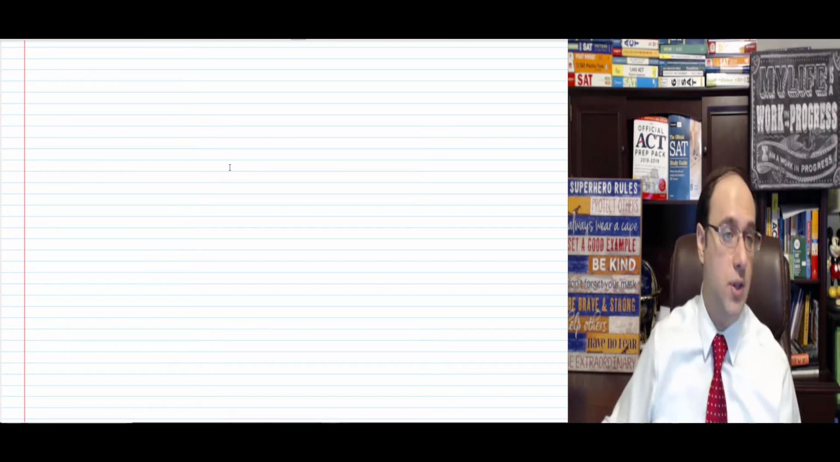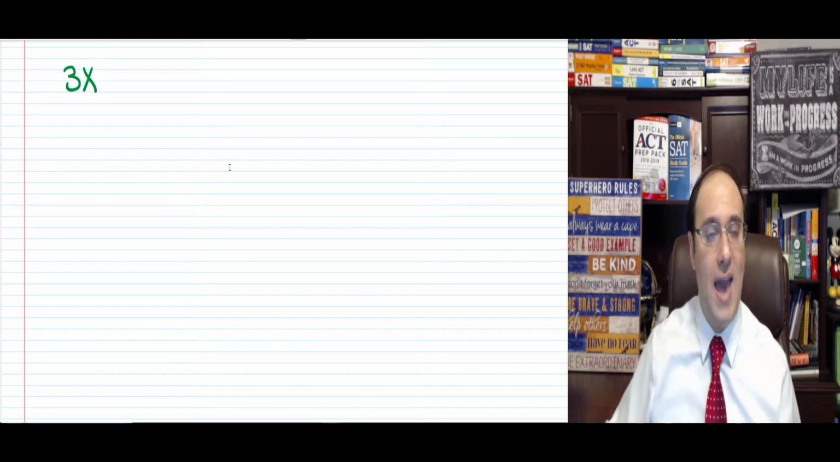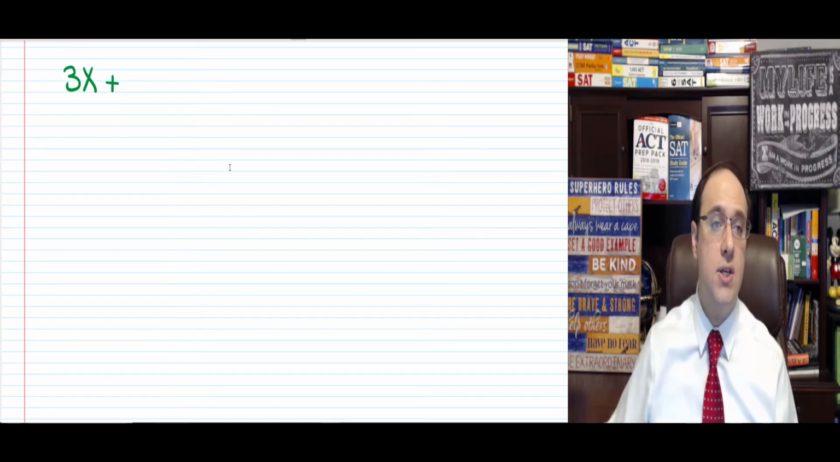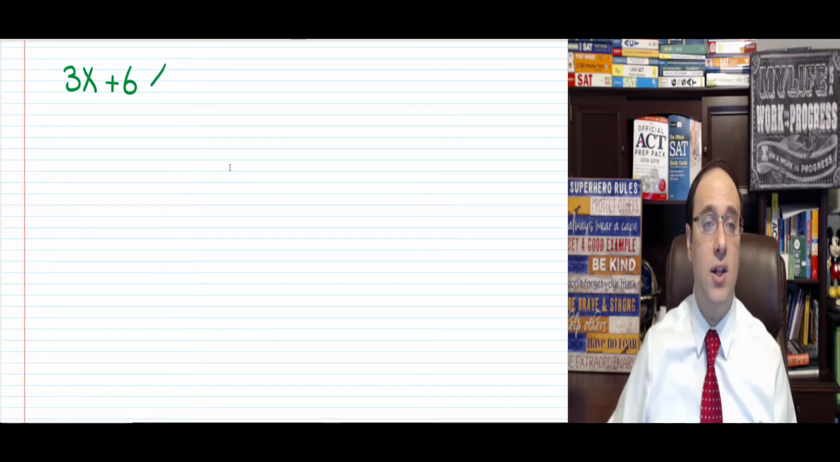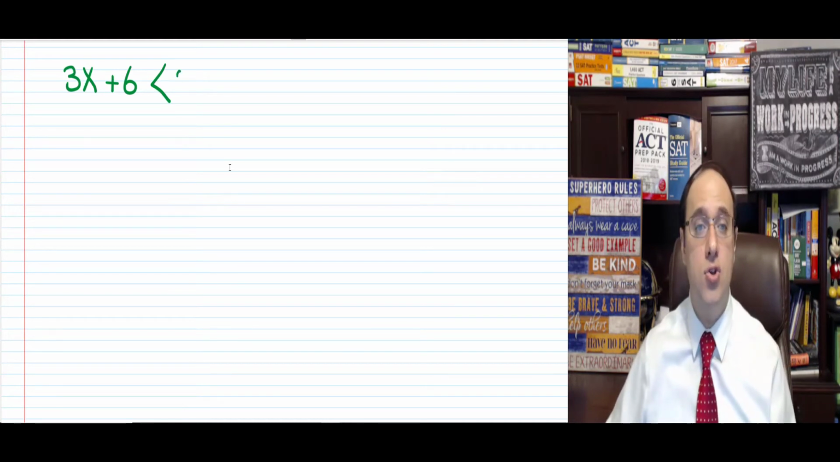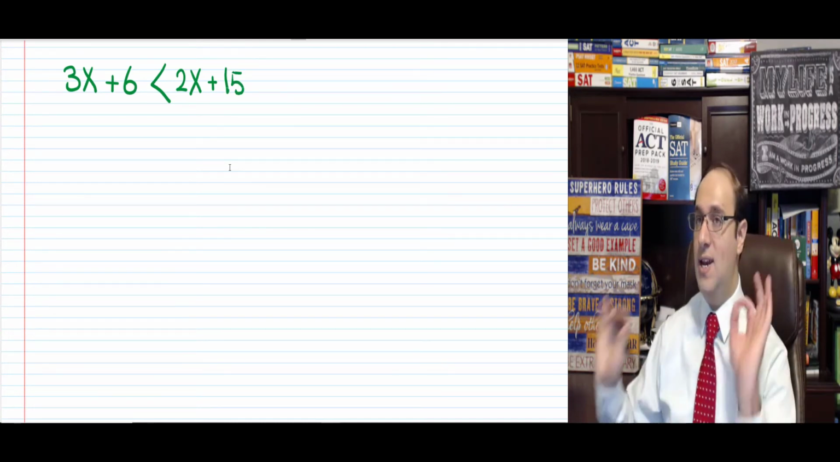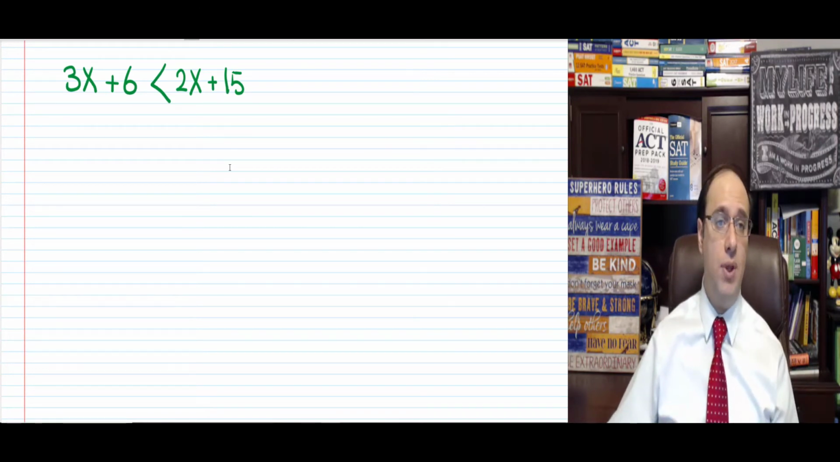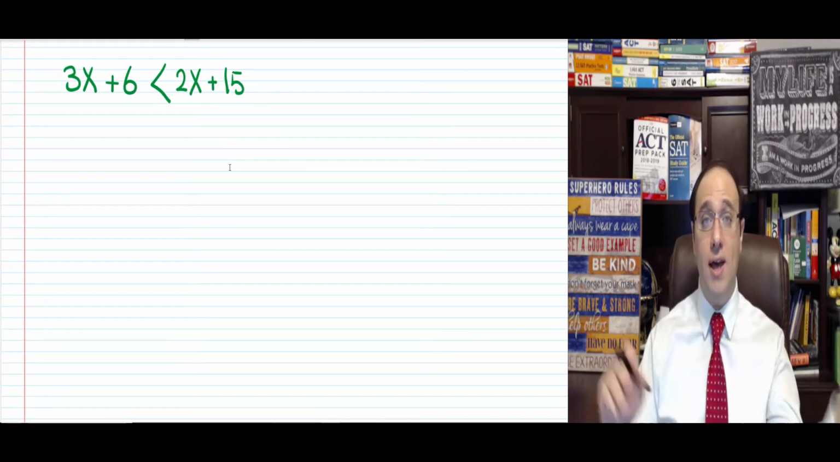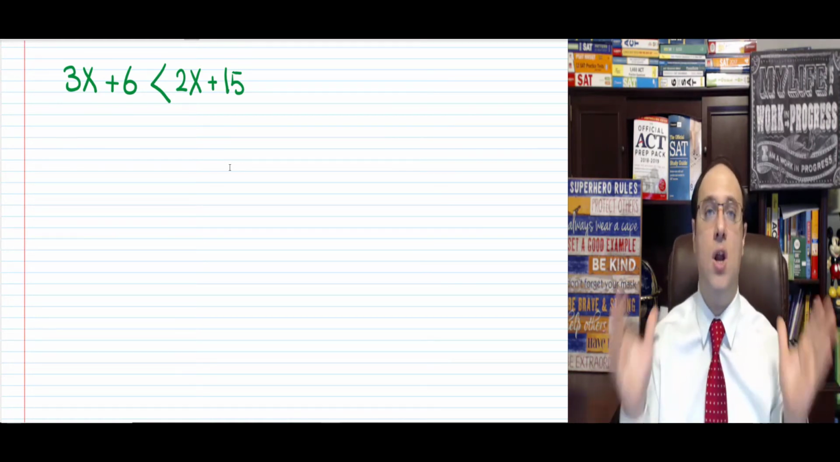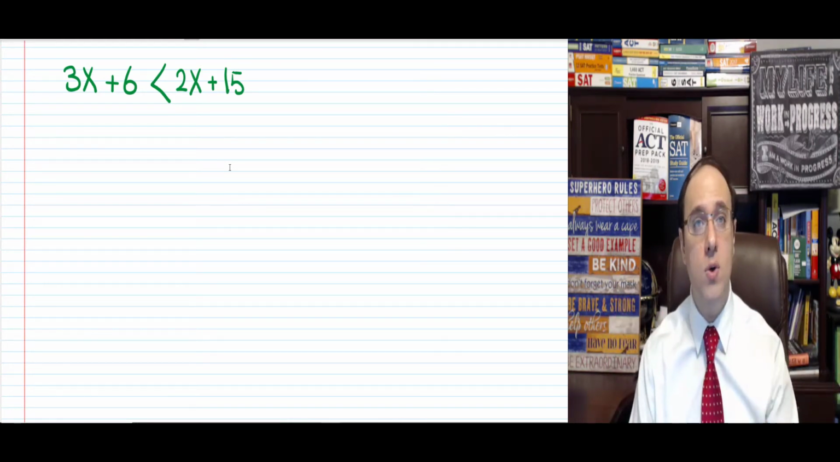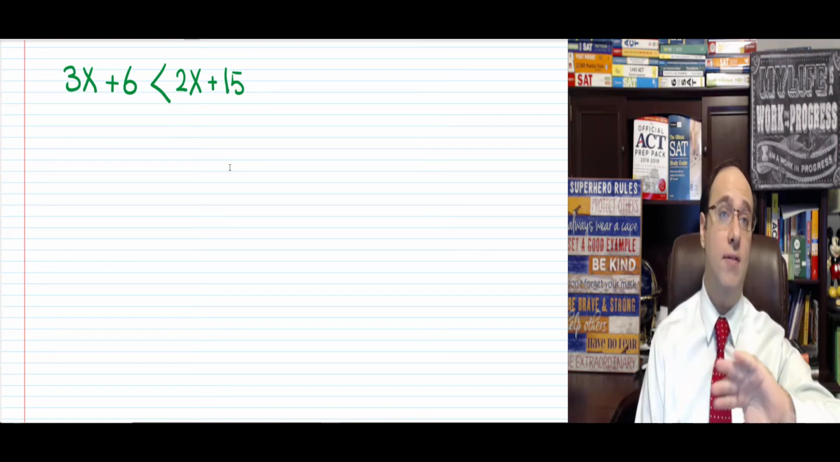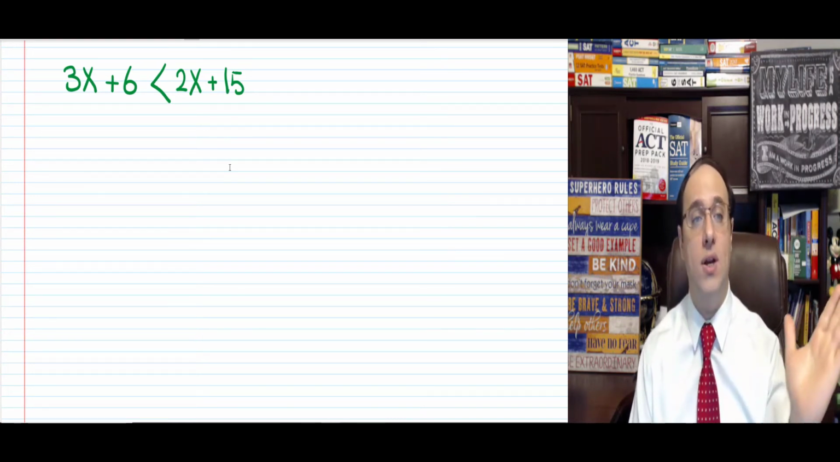What if I have something like this? 3x plus 6 is less than 2x plus 15. Okay, now, why is this a little bit more complicated? It's a little bit more complicated because we have x's on the left and on the right, and we do not like the way this looks. We always want to have x's on the left only and numbers on the right only.